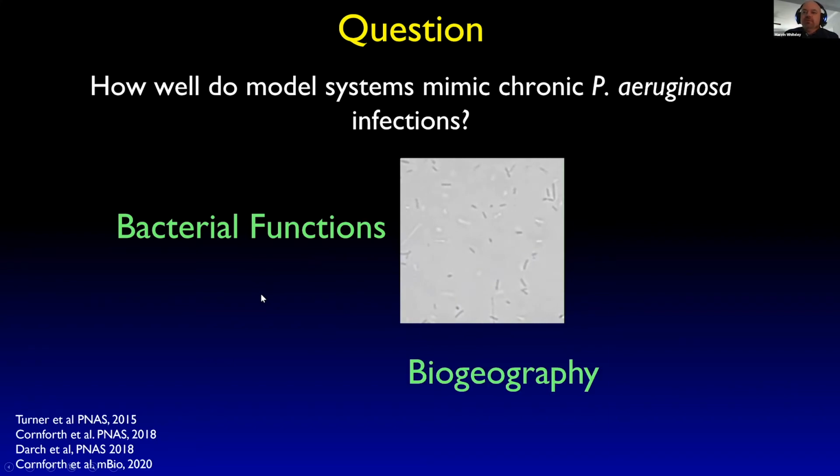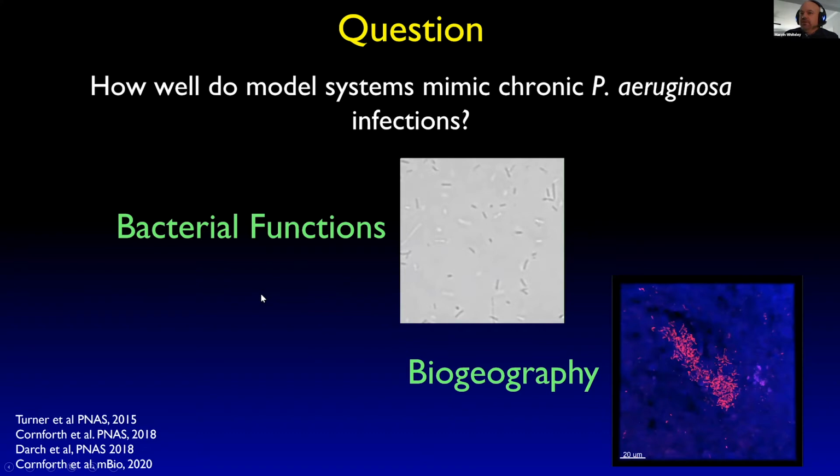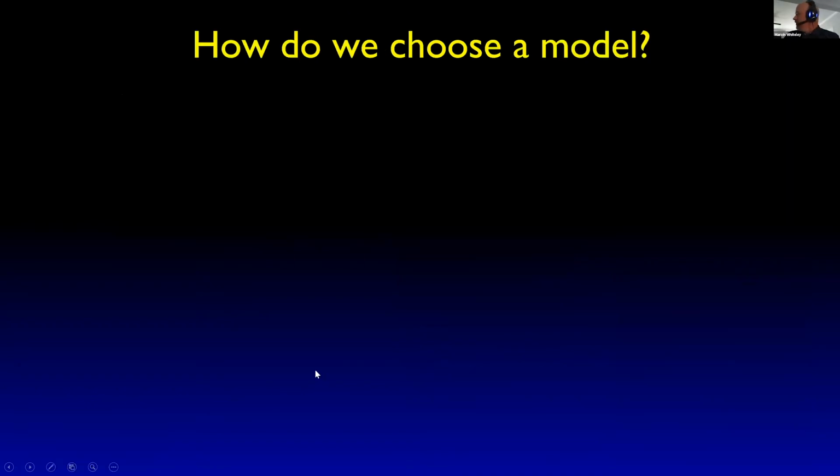We'll also think about biogeography, and the environmental microbiologists think a lot about this. Very little is known about biogeography in humans. But these are the two things we're really thinking about. And our goal here is to think about these two ideas in the context of humans, and then ask the question, how well are our models recapitulating the functions of the bacteria in humans and the biogeography? And these are the papers that we'll mainly talk about. Almost all the work for me is from one postdoc.